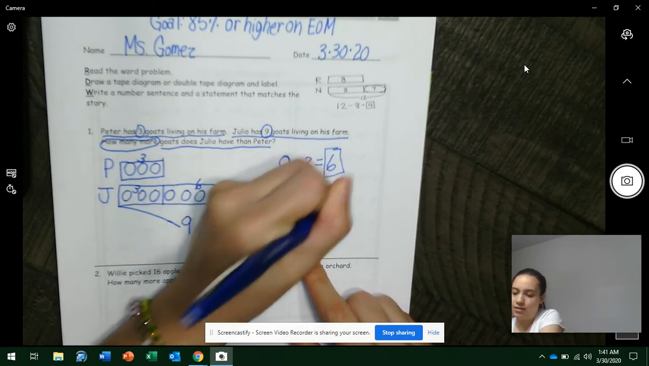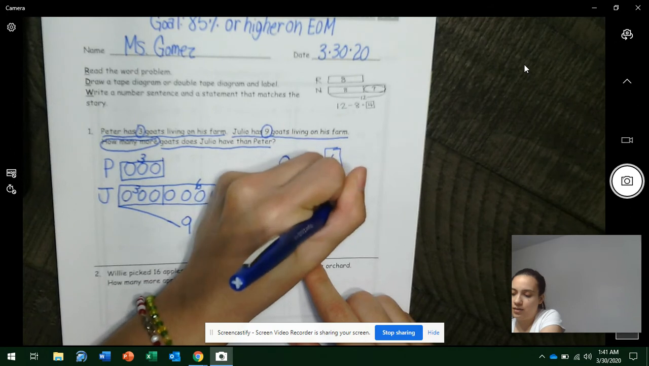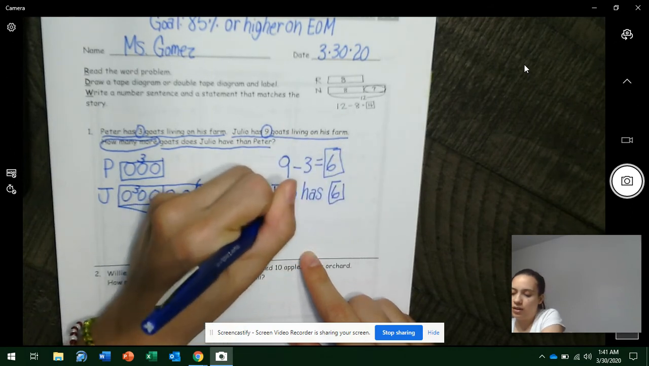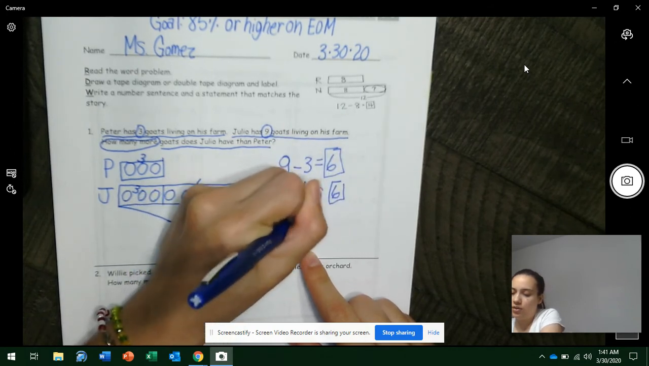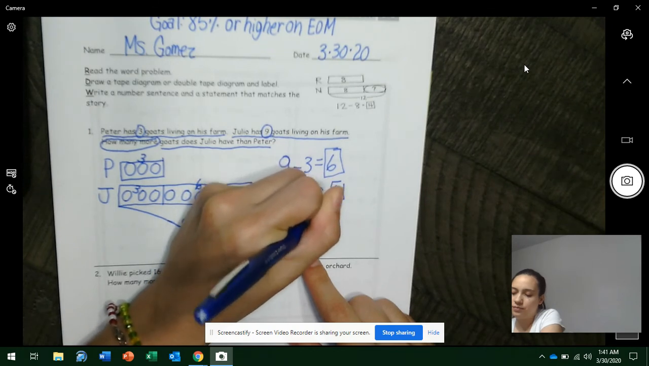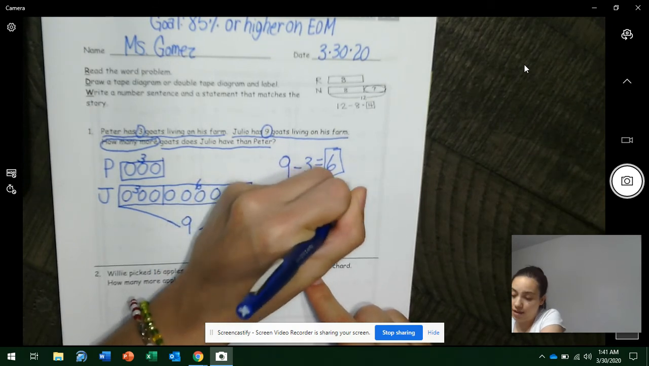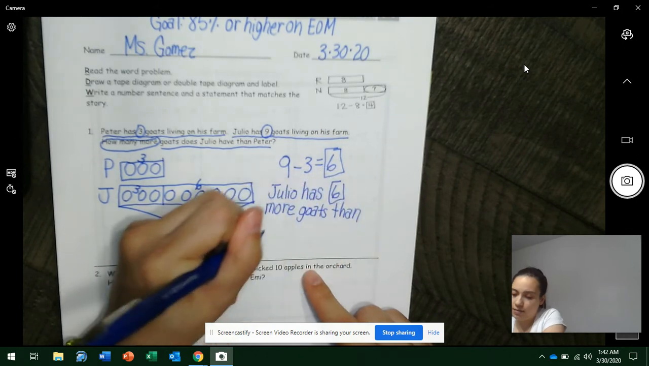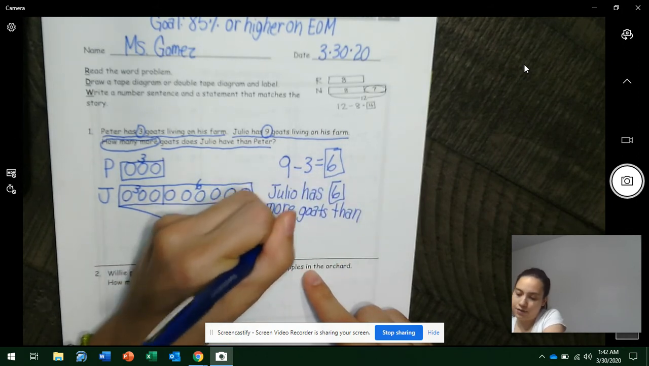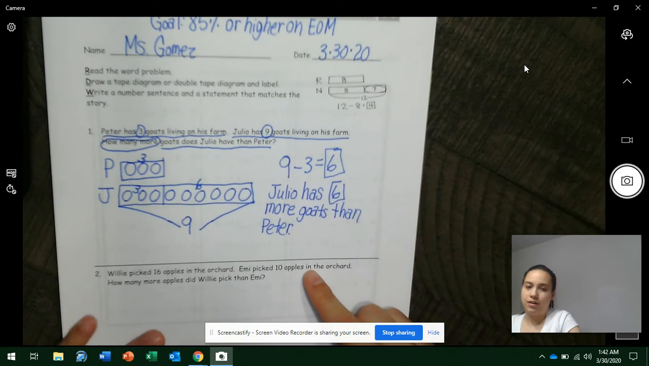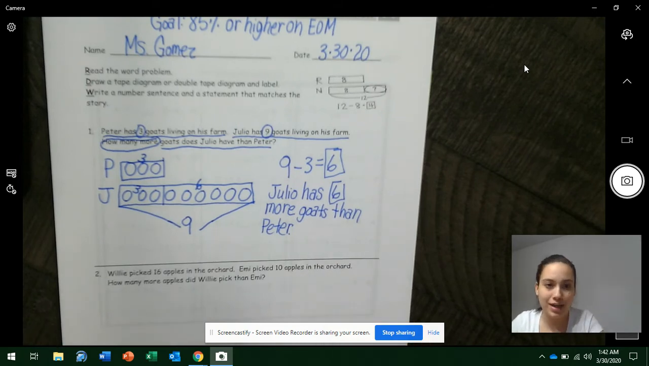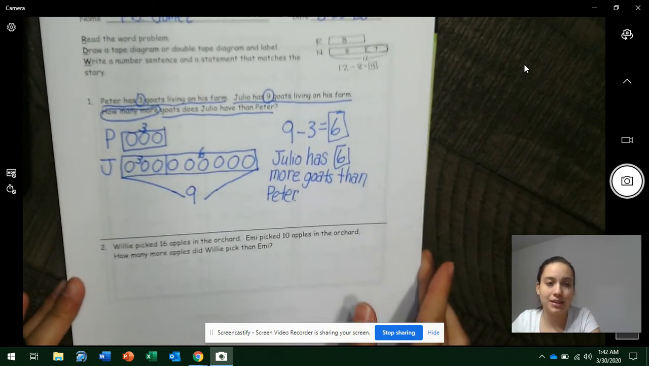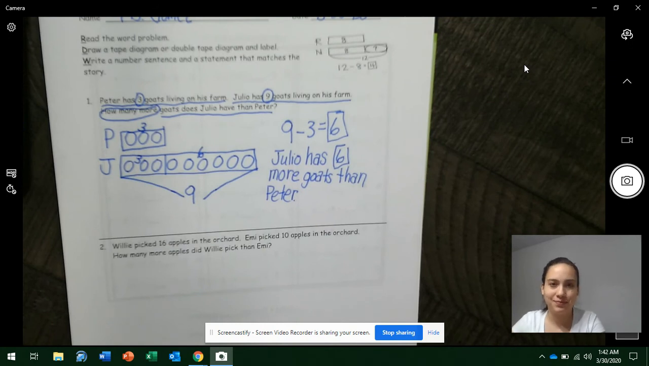Julio has 6 more goats than Peter. Awesome. If you need more time in writing it, go ahead and press pause and press play when you're ready. Very good, boys and girls.